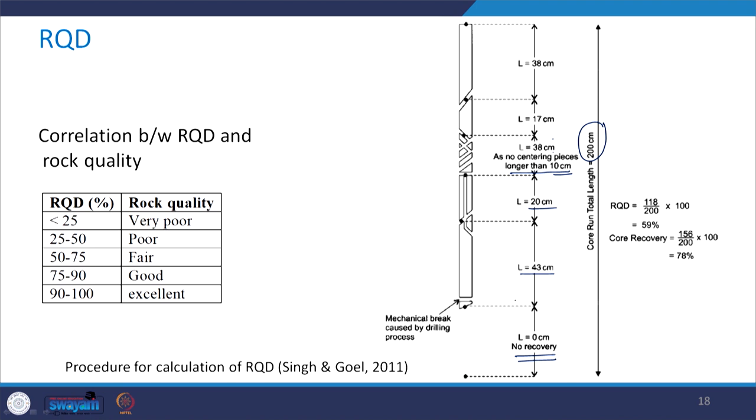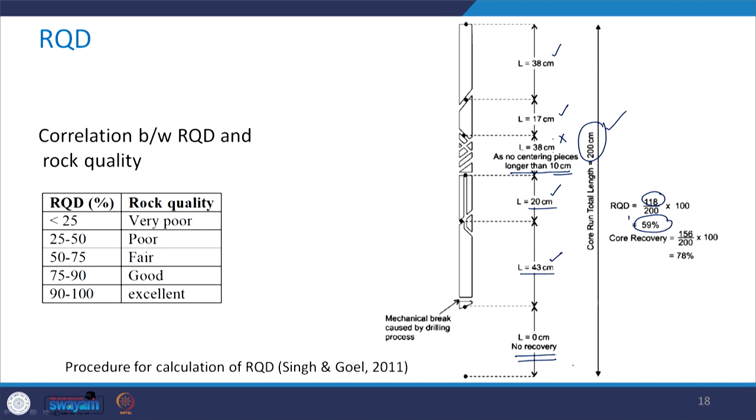So basically you see that RQD will be what? Whatever pieces you have recovered which have a length of more than or equal to 10 centimeters. So take a look at what we will consider. We will consider 43, we will consider 20, but here there is no piece which is longer than 10 centimeters, so we will not consider this. We will consider 17 and we will consider 38. If you sum all these, you will get 118, okay? And this divided by the total core run length, which is 200 centimeters. So the RQD value is going to be 59% in this case.